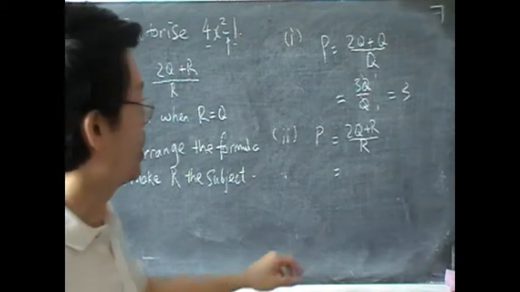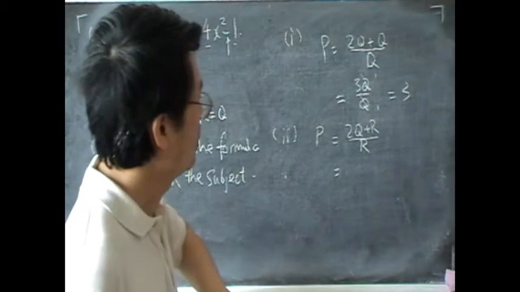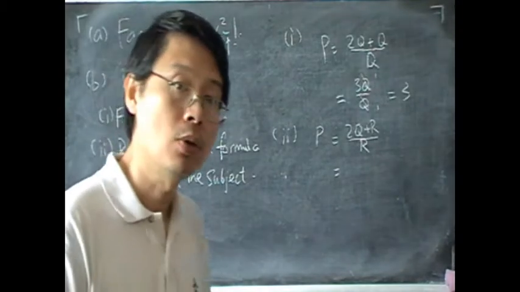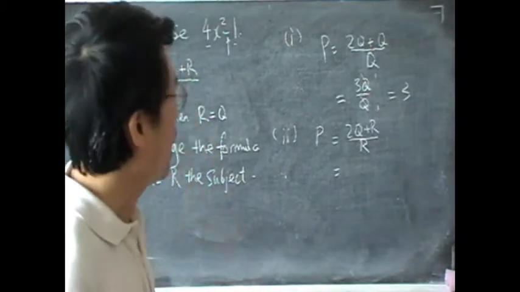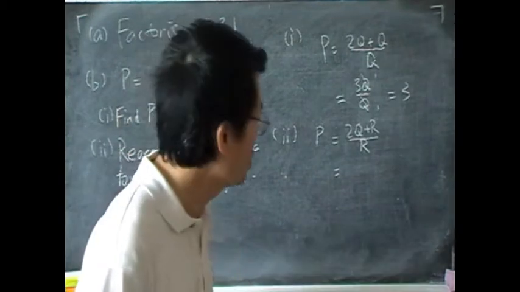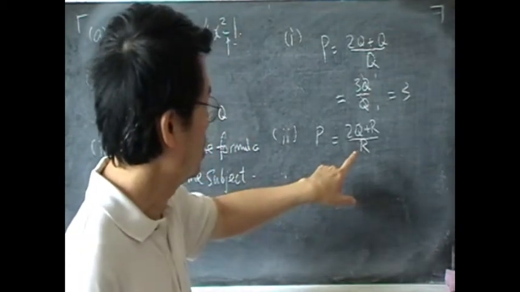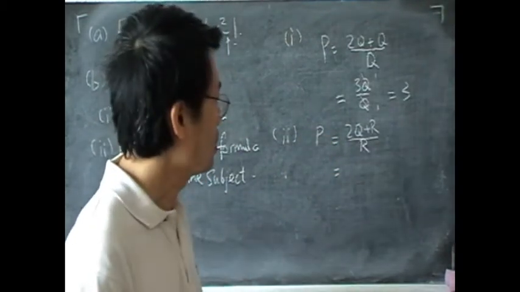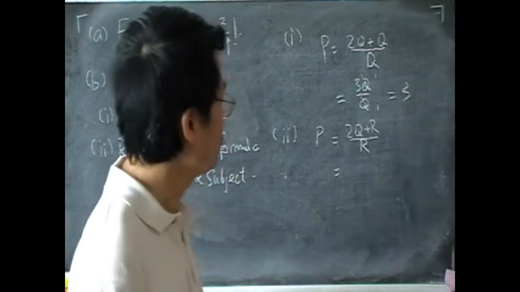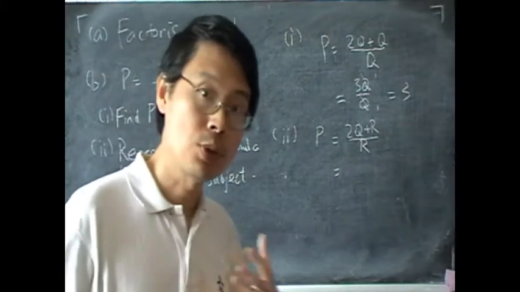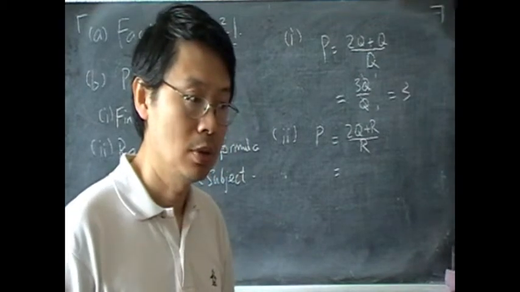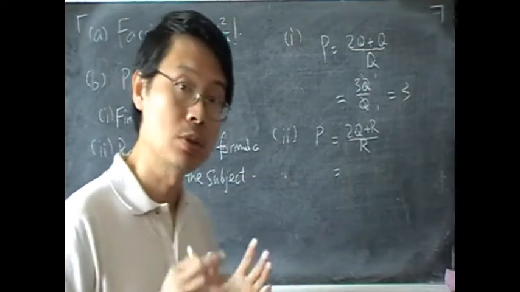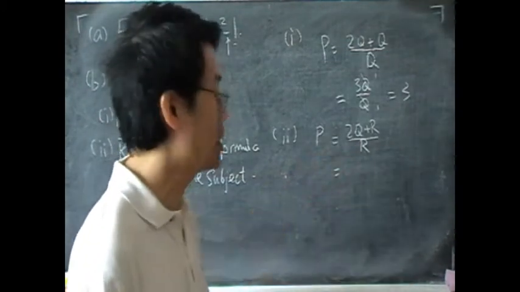To make R the subject, there are different ways of doing this, and the way that I prefer is that if there is a fraction, I should get rid of the fraction, because fractions are always more complicated to work with. And to get rid of the fraction, the way to do it is to get rid of the denominator.